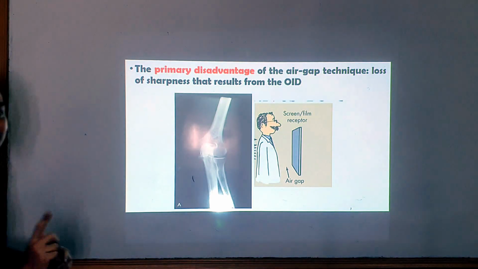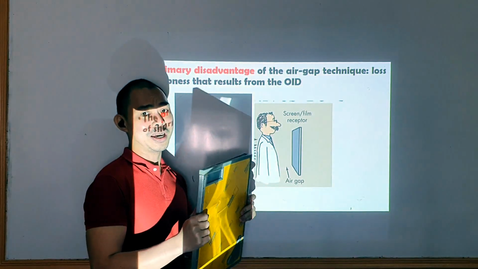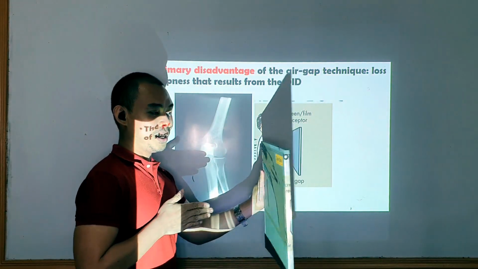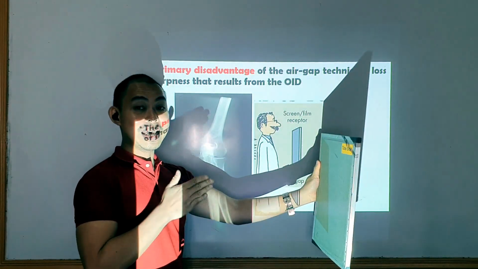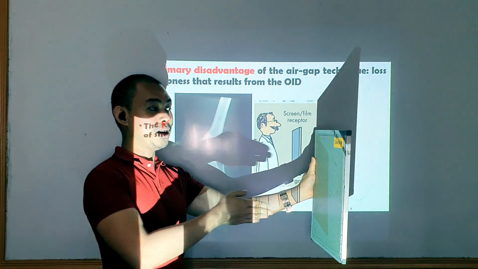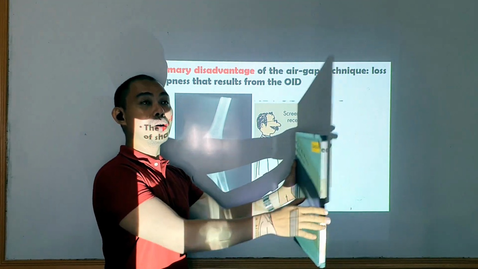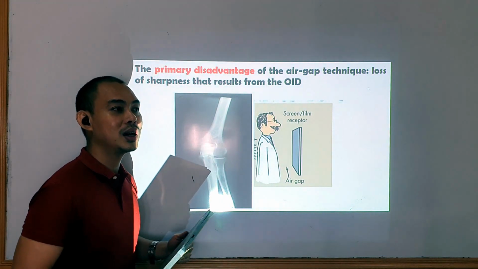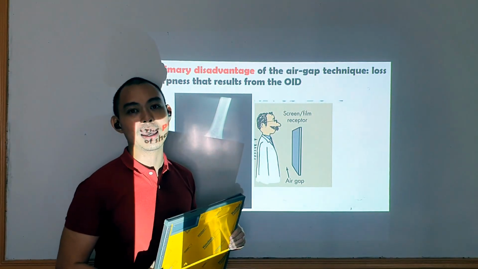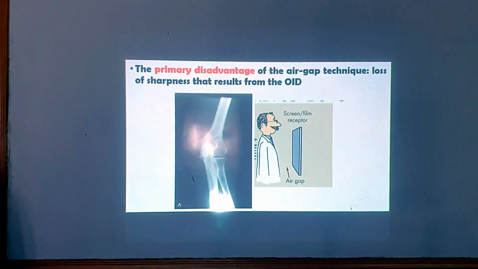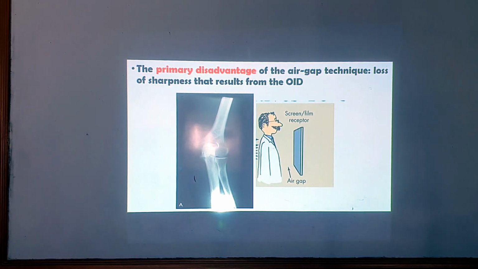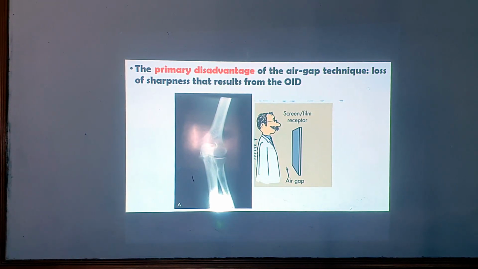But guys, there is a disadvantage here. If you're going to look at it from this point of view, scatter here, right? The more you increase the distance between the object and the image receptor, the less amount of scatter radiation will reach here, right? So maybe at the back of your mind, you're thinking it's better to increase the distance between the object and the image receptor by doing like this. But there is a disadvantage, guys. The disadvantage of using your air gap technique is loss of sharpness because of the increase in the object to image receptor distance. What do you mean, sir?